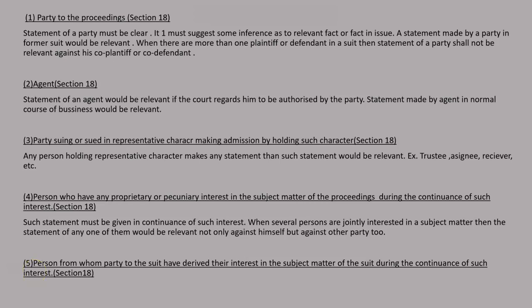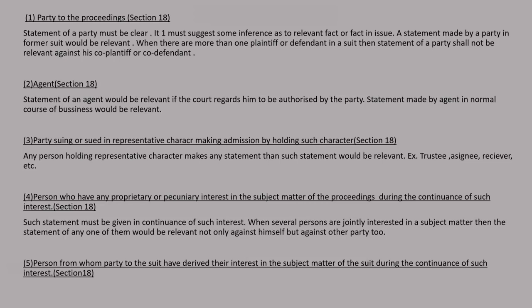So a statement made by a party in a former suit would be relevant. So if a statement is made by a party in the former suit, then that may be relevant in the current suit if it makes some inference in the current suit. If it amounts to an admission, it amounts to attachment of liability, then it would be relevant in the current suit. When there are more than one plaintiff or defendant in a suit, then a statement of a party shall not be relevant against his co-plaintiff or co-defendant.